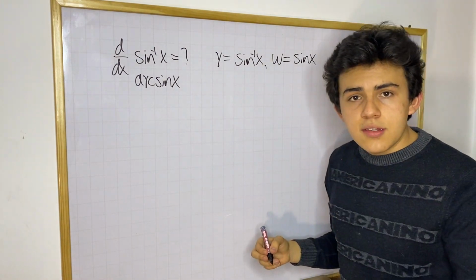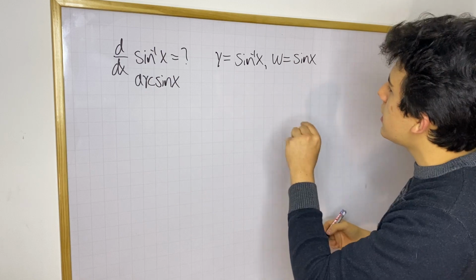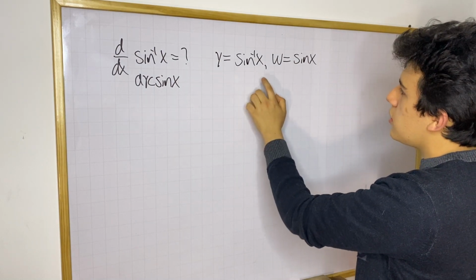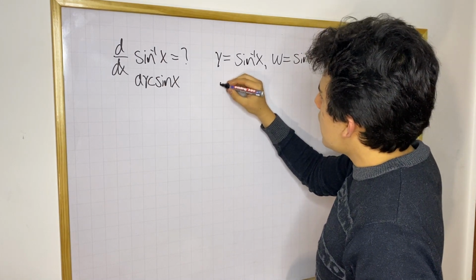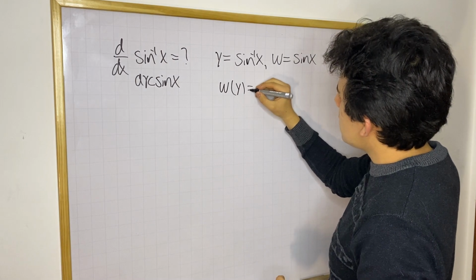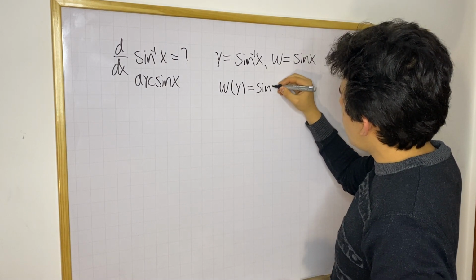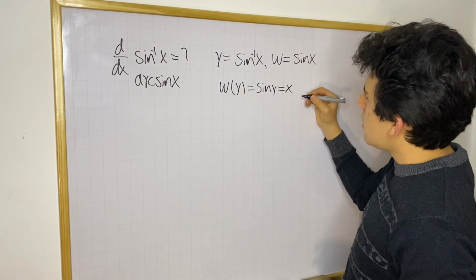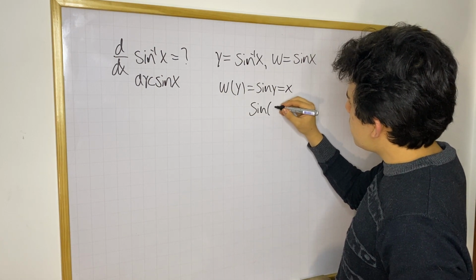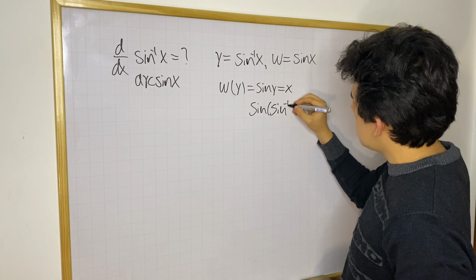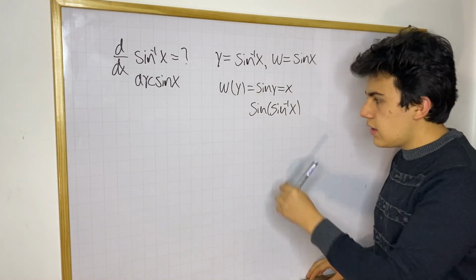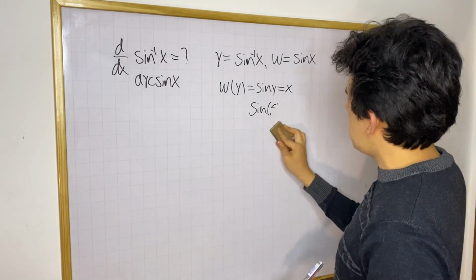Now, you should know this if you're studying calculus. You should know that there is a relationship between w and y. If you evaluate w at x equals y, that is w of y, which is going to be the same as sine of y, this is going to be equal to x, okay? Because sine of y is the same as sine of inverse sine, okay? And you should know that this returns x, okay? This function will give you x back.